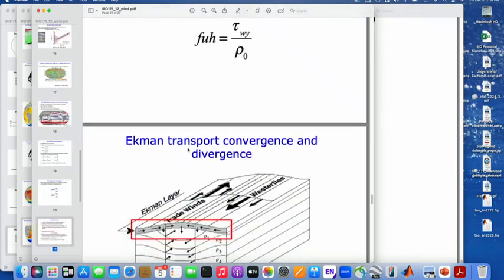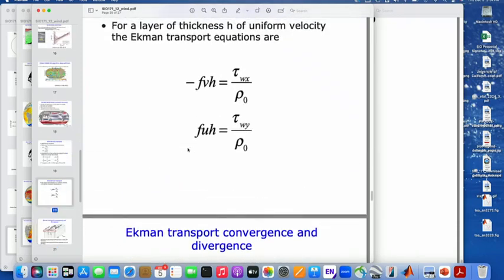Similar to what I could do with geostrophy, I could do with wind stress. Is that negative sign fixed in that then? Yeah, we're talking about it directionally. Again, the way to remember it is the transport is to the right of the wind in the northern hemisphere. That's what this sign means, these pairs of signs.